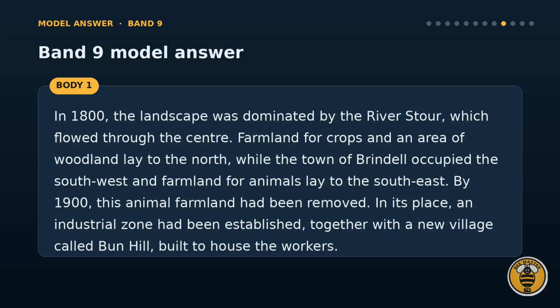Body paragraph 1. In 1800, the landscape was dominated by the river Store, which flowed through the center. Farmland for crops and an area of woodland lay to the north, while the town of Brindell occupied the southwest, and farmland for animals lay to the southeast. By 1900, this animal farmland had been removed. In its place, an industrial zone had been established, together with a new village called Bun Hill, built to house the workers.